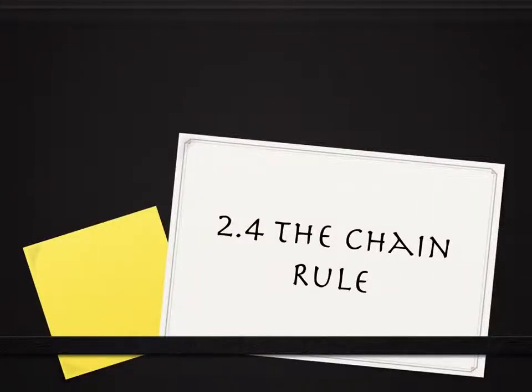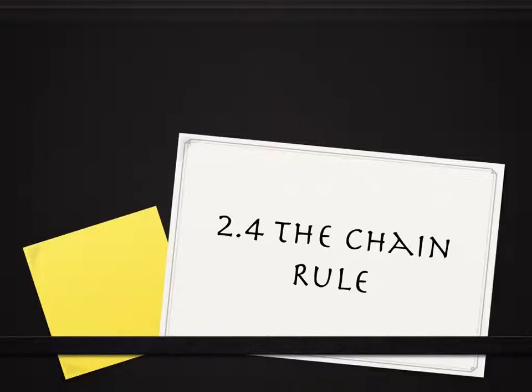Section 2.4 is going to be our last distinctly different rule. We have not seen this rule at all. After this one, we're going to combine some things and do some other things in the rest of this chapter. But this is really our last derivative rule, and it's called the chain rule.